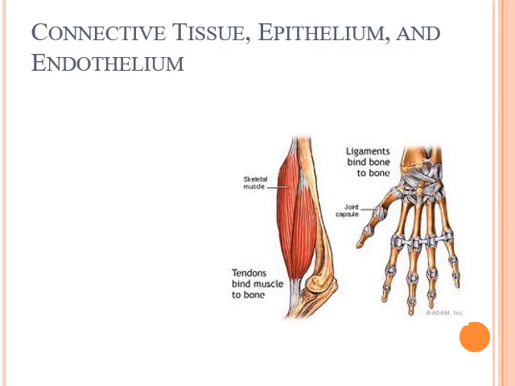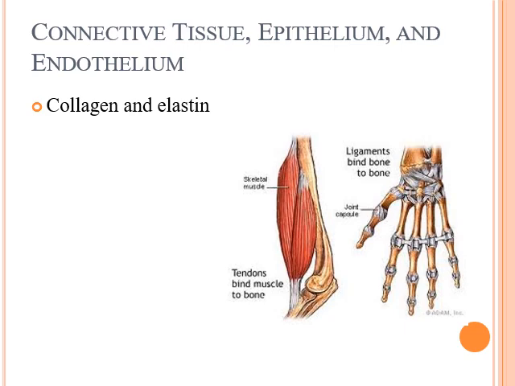So connective tissue, epithelium, and endothelium. All our connective tissue in the body is going to be composed of collagen and elastin. We have different types of connective tissue in the body. We have skeletal muscle, tendons, and ligaments. Connective tissue is going to attach body structures, muscle to bone. It's going to attach organs to bone.